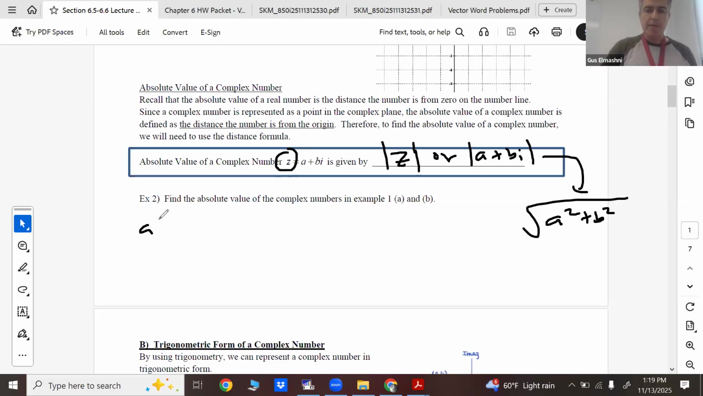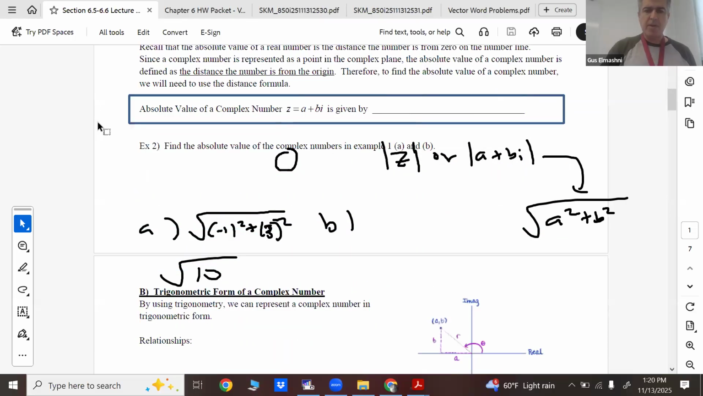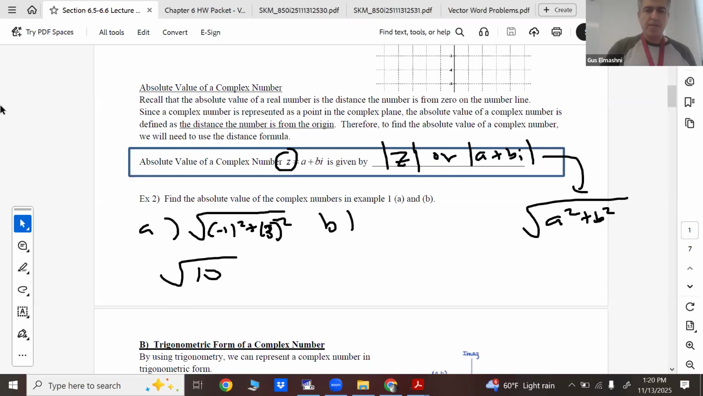So for part A and part B, I just did this, right? That's a 3, by the way. Sorry about that. Let's get root 10. And what was part B? My memory sucks. -2i. So it's just going to be square root of 0 squared plus -2 squared, which just comes out to 2.